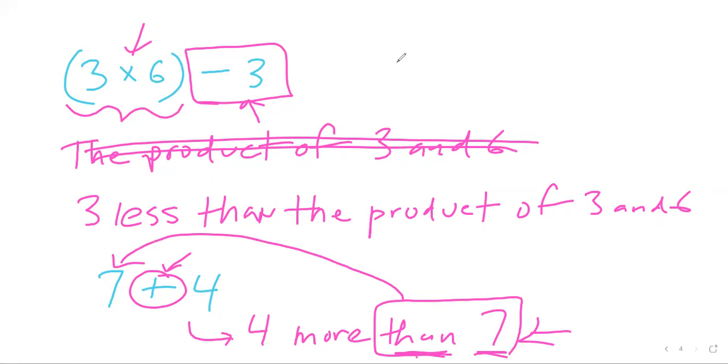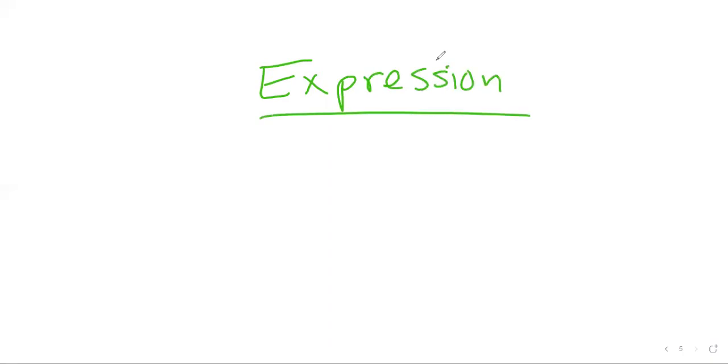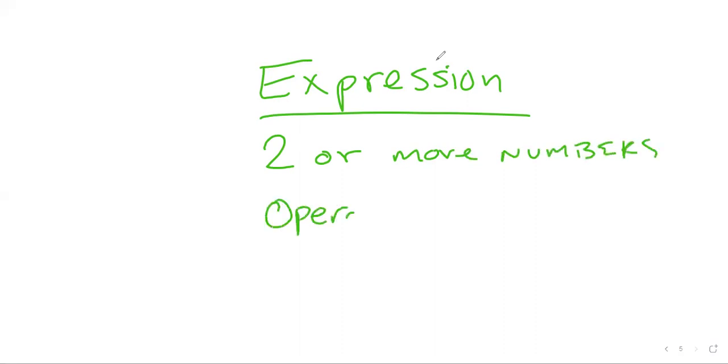So these are expressions. So a quick review on an expression. Remember, no math, no equal sign, no answer. So an expression is literally 2 or more numbers, and then an operation, or sometimes more than one operation. But again, let's just say operations. So these are the two things that make an expression.